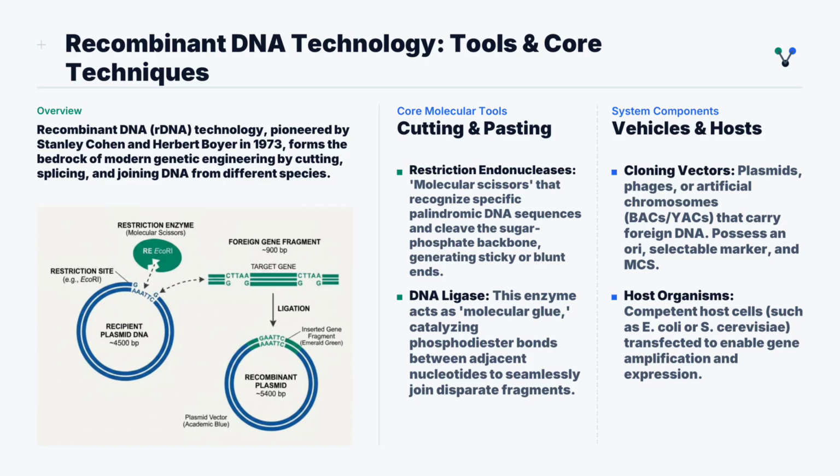Restriction endonucleases act as molecular scissors, recognizing specific palindromic sequences and cleaving the DNA backbone to generate compatible cohesive or blunt ends. DNA ligase then functions as molecular glue, forming permanent phosphodiester bonds between adjacent fragments. By inserting a foreign gene fragment into cloning vectors, such as plasmids engineered with origins of replication, selectable markers, and multiple cloning sites, we can introduce foreign sequences into competent host organisms like Escherichia coli for amplification and expression.